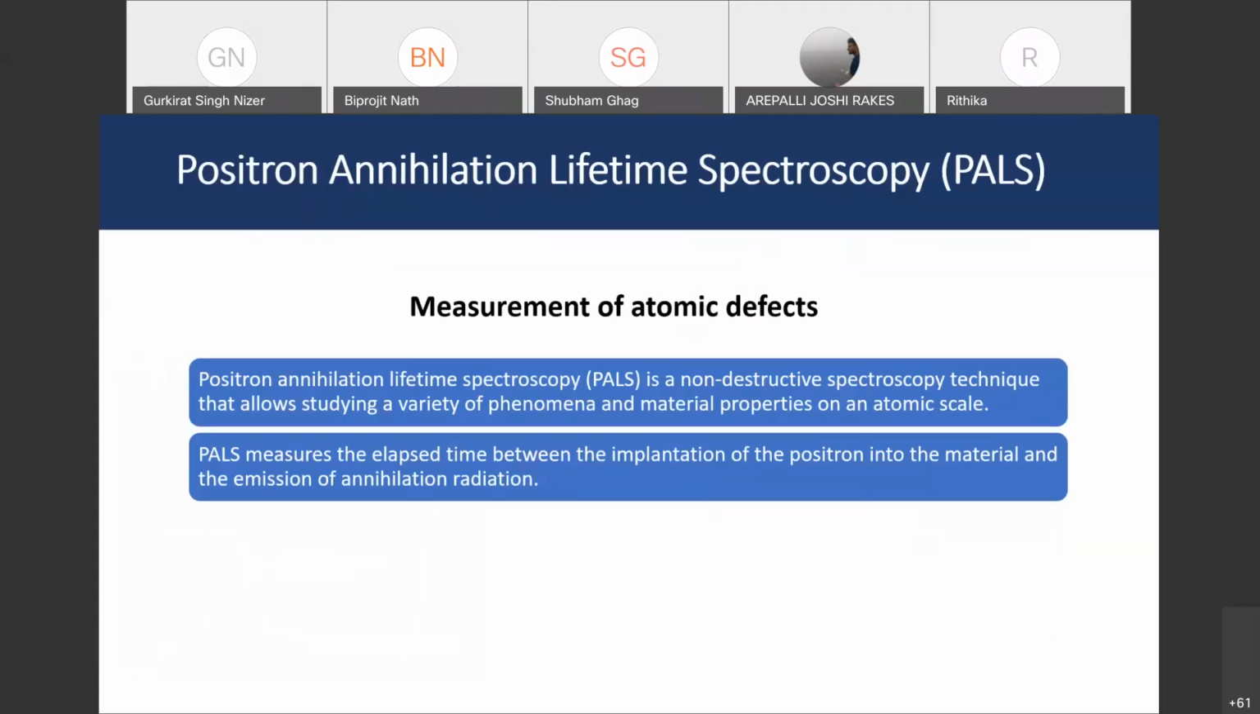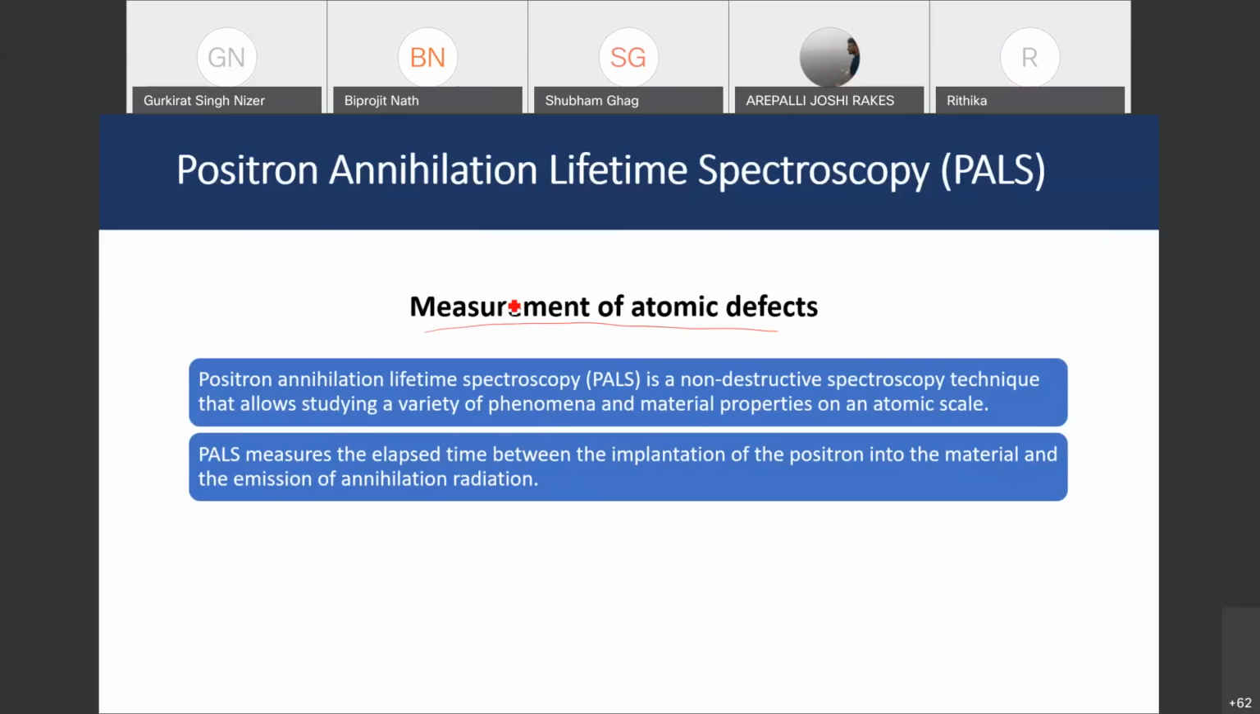So apart from this PET imaging, the positron has a great role in the measurement of atomic defects. Though this topic is not of importance for us, it's important for material science people because they have to measure atomic defects. Whatever we discuss here is beyond my scope, and I'm sharing this information only for information purposes. We call it positron annihilation lifetime spectroscopy. What is this all about?